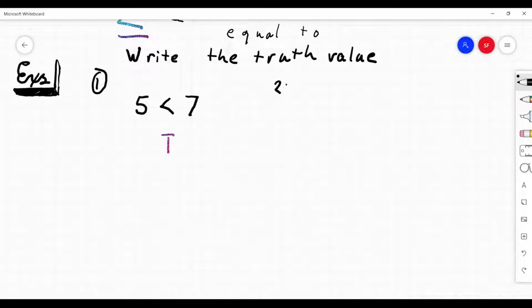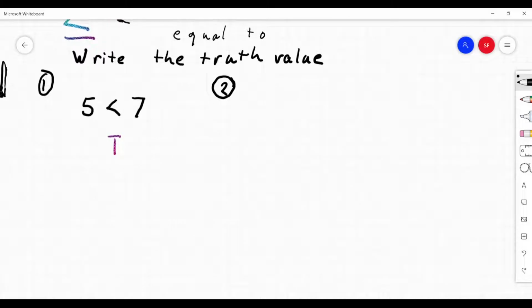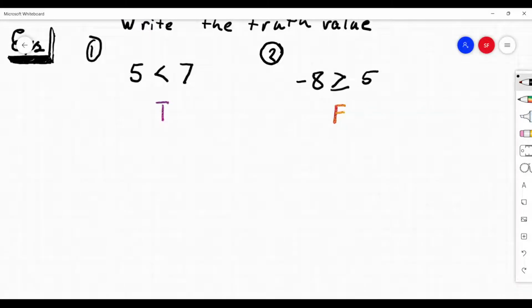Number 2. Negative 8 is greater than or equal to 5. Is that true or false? It is false. What about this one? 99 is less than 99. Is that true or false? False, because 99 is not less than 99.